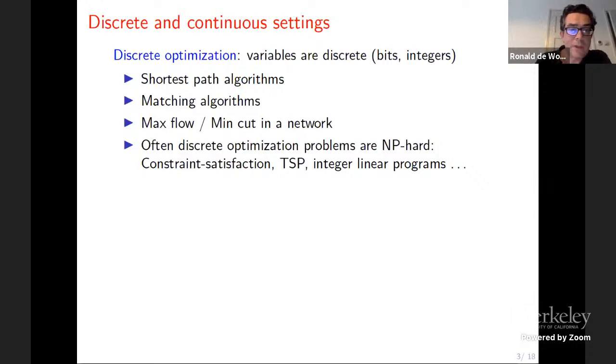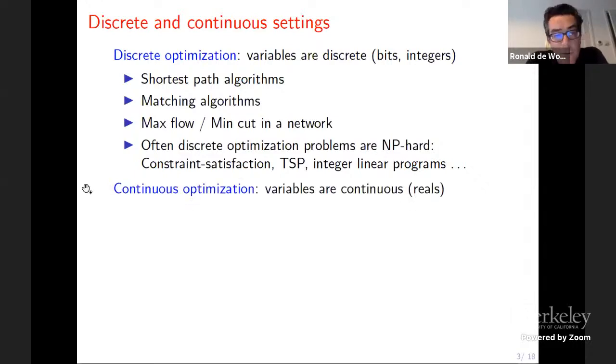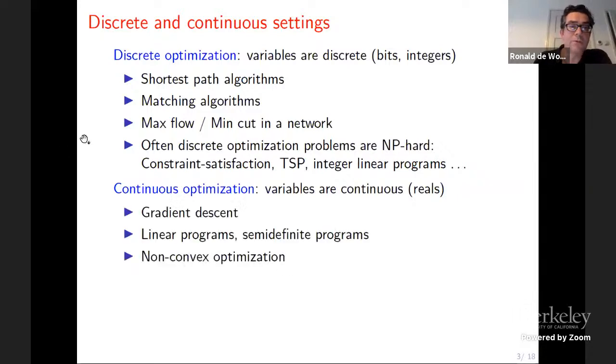And this should be contrasted with the case of continuous optimization, where the variables that you can play with are continuous. So typically here, your variable is a vector of n real numbers. Could be constrained or could be unconstrained. And here's a bunch of algorithms that you could use. In the case of continuous optimization, there is gradient descent, which is a very versatile workhorse of continuous optimization. There are also much more structured problems like linear programs, semidefinite programs. And of course, there's also non-convex optimization, which is the most general optimization problem you can think of. Or you could think of a mix of these.